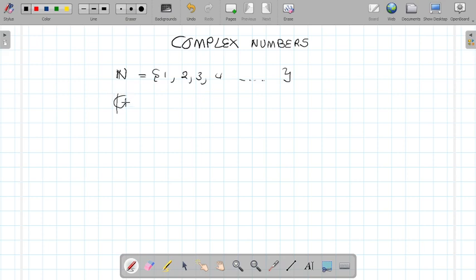rational numbers. This is a set of numbers that can be expressed in the form p over q, in this fractional form, where q is not zero, because you know division by zero is criminal.